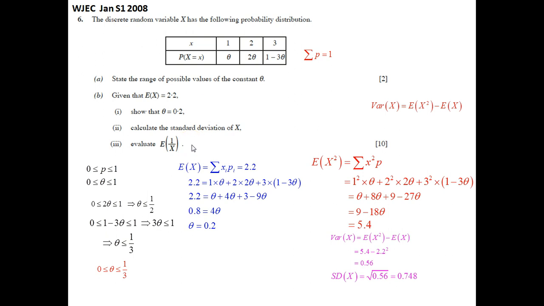Last bit, evaluating the expected value of 1 over x. So we want 1 over each x times its probability. So 1 over 1 times theta, 1 over 2 times 2 theta, plus 1 over 3 times 1 minus 3 theta. And we get theta plus a third minus theta. We know that theta is 0.2, giving us the expected value of 1 over x to be 8 over 15. I put 2/10 instead of theta here.